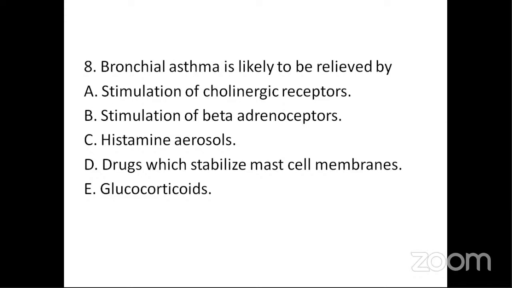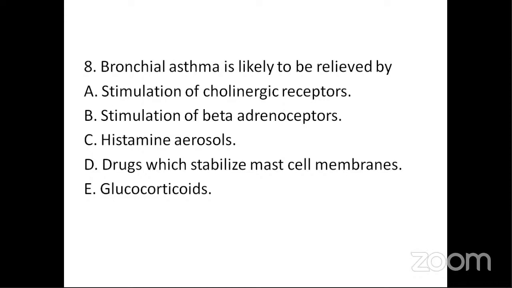And the second option is stimulation of beta adrenoreceptors. It is true because this causes relaxation of the bronchial muscle. So it is true. And third is histamine aerosols.